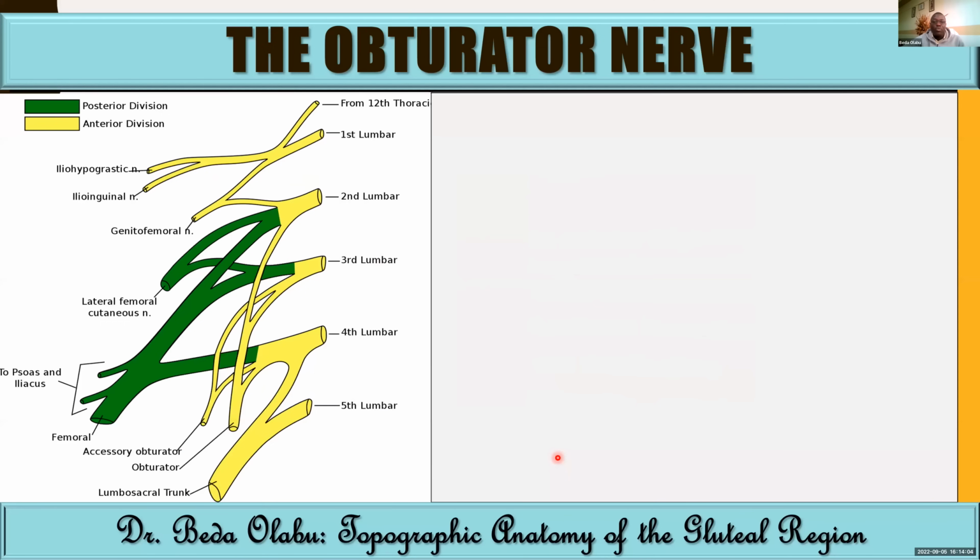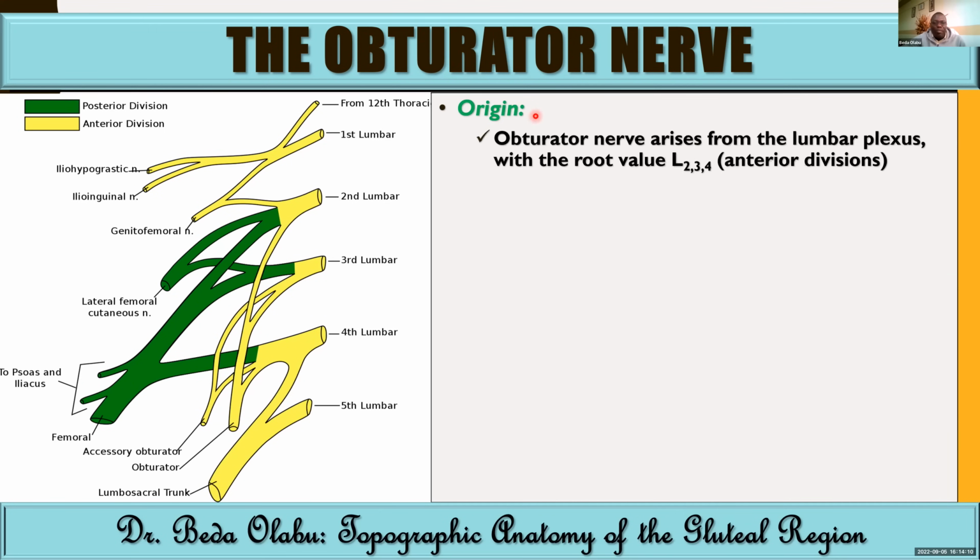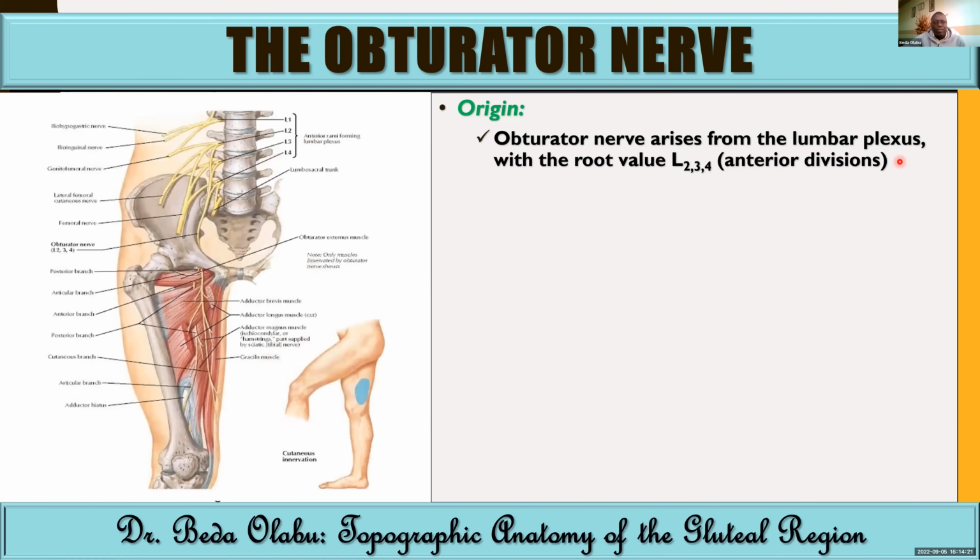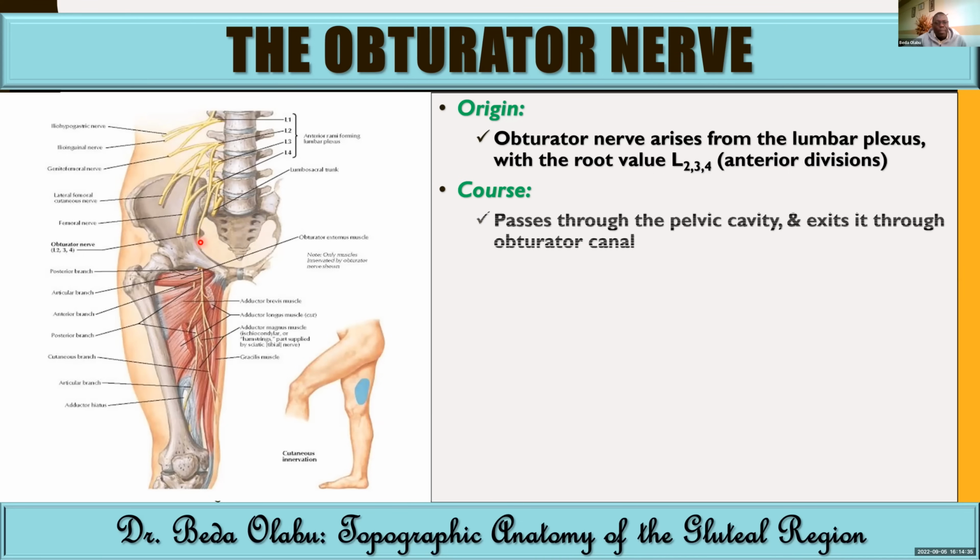Let's now finish with the obturator nerve. The origin of the obturator nerve is still the lumbar plexus with the root value L2, 3, 4, but now the anterior division. Now I don't have to belabor making you understand what's an anterior division and what's a posterior division. So this is the obturator nerve. It runs within the pelvic cavity immediately it is formed, and it's usually joined by the obturator artery as they run together. Both of them pass through the pelvic cavity and exit the pelvic cavity through the obturator canal.